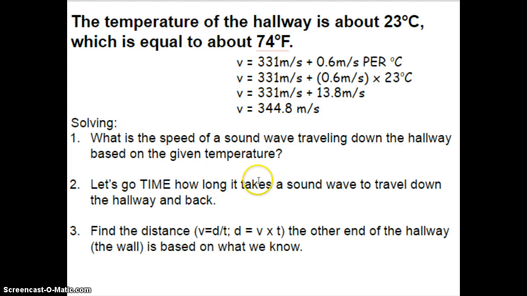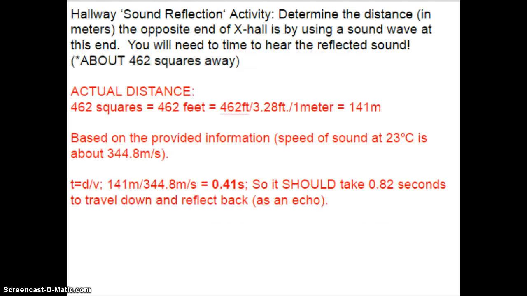So we went and timed how long it took the sound wave to travel down the hallway, down and back. And then I asked you to find the distance. Each class was slightly off, but we could do that again and we could probably get closer to the actual value. So the hallway, sound reflection activity that we did, if we know that's 462 squares, each square is a foot, that's 462 feet. If I divide 462 by 3.28 feet per meter, I find out that it's 141 meters away.